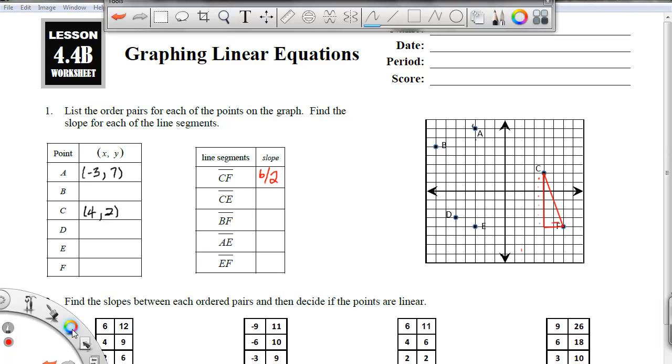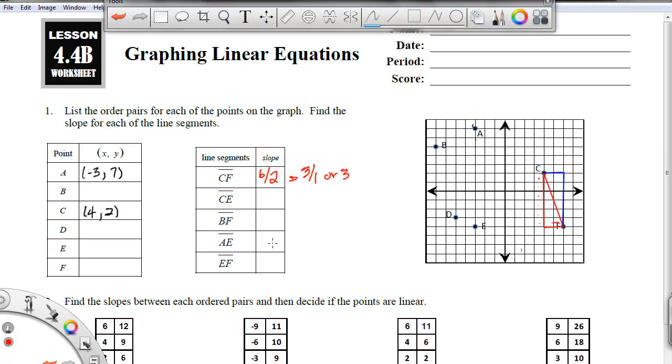Now you could count this backwards the other way if you wanted. You could go up this way. Let's say you go over and then I go down. Does that still give me the same thing? Yeah. I could actually go up and then back. That would still also give me the same thing. Now this slope simplifies: 6 over 2 equals 3 over 1. So there's the slope, or you could write 3.